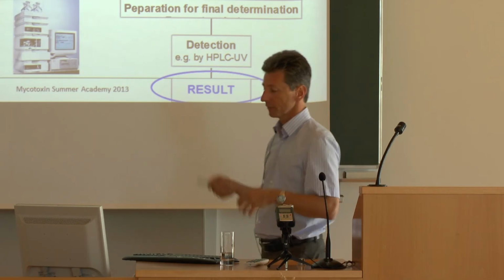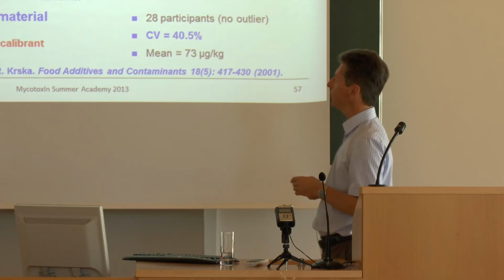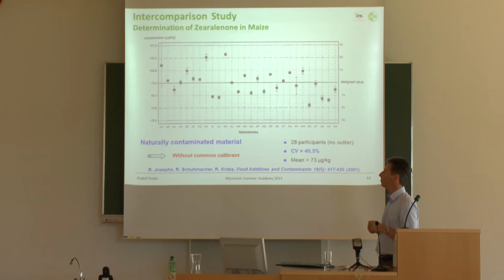Well, now it's about the results. So how, within this analytical scheme for the determination of mycotoxin, can I report my result? And you see here an intercomparison study, which was carried out in 1998, so a long time ago, for the determination of zearalenone in maize. And you see here the mean value of all the participating laboratories, which is around 73 microgram per kilogram.